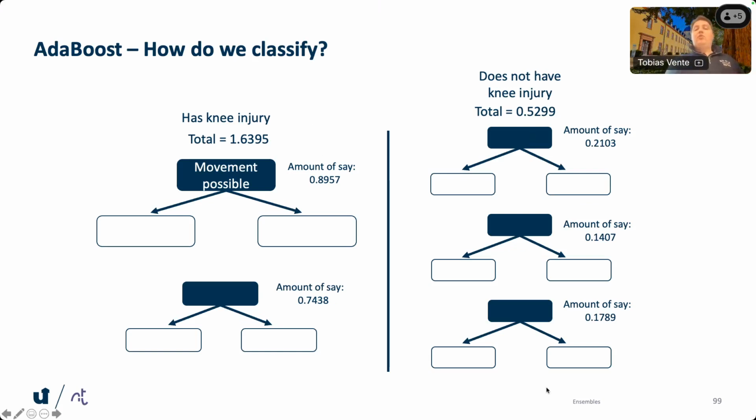And even though these are more trees, these trees have a higher amount of say. So our final prediction is not based on majority voting, but our final prediction is actually based on the amount of say of the trees. And in this scenario, we would say it's a knee injury.